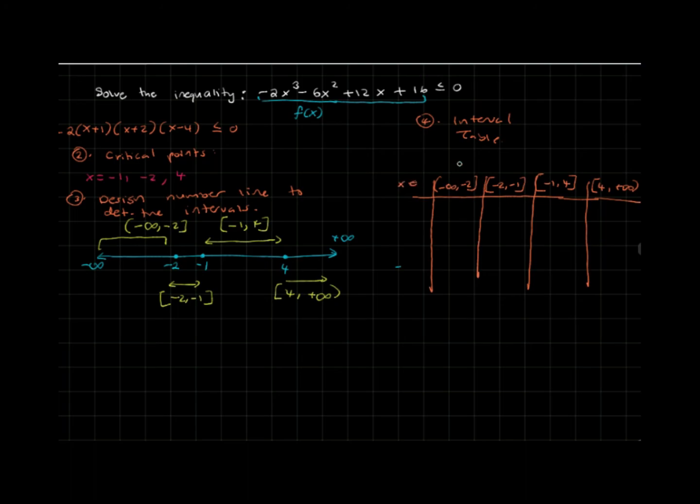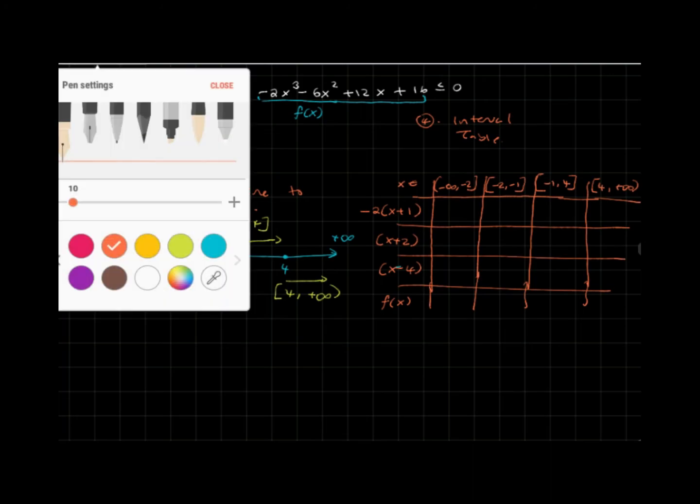These x can belong to values within these intervals, and then we place our factors on these rows, right? Now the last row here is going to be our combined function f of x. So it's basically the collection of all of the factors. So I'm going to place my factors. I'm going to include the negative 2x with the first factor, so negative 2x times x plus 1. Then I have x plus 2 here, and then I also have x minus 4.